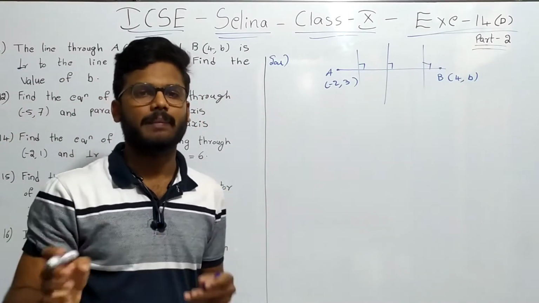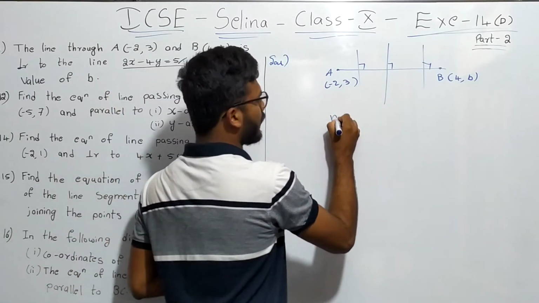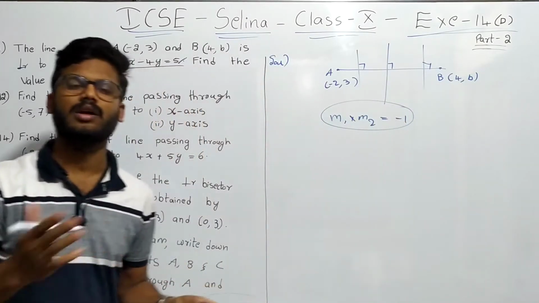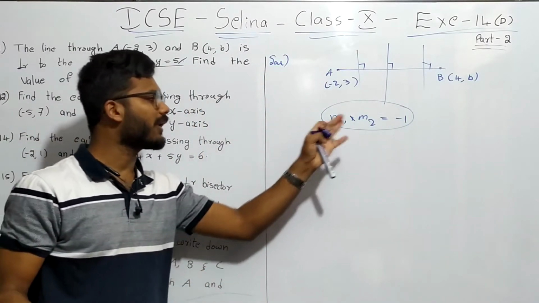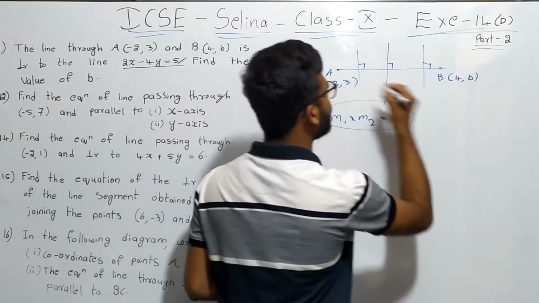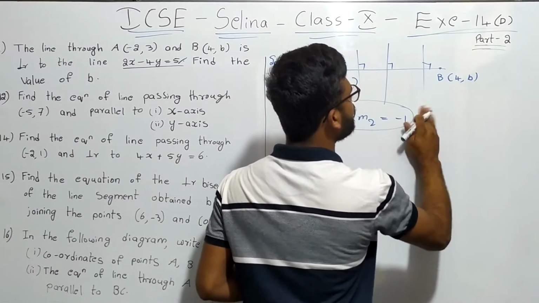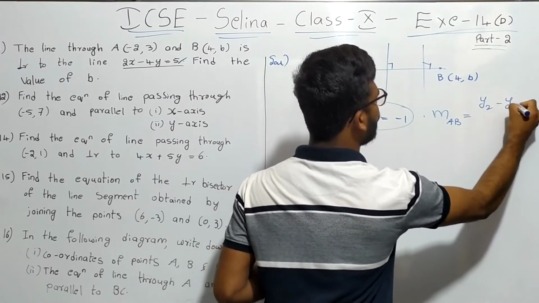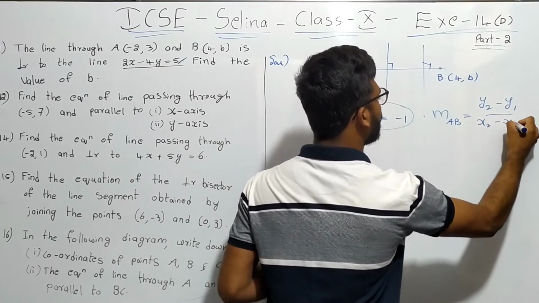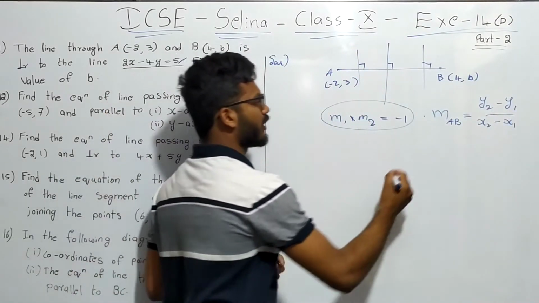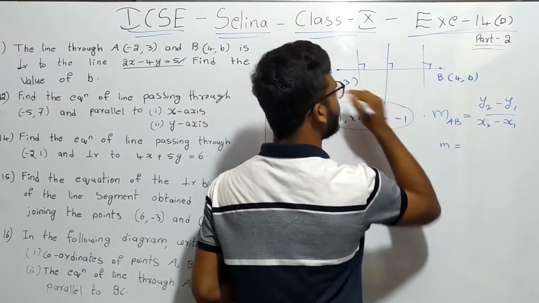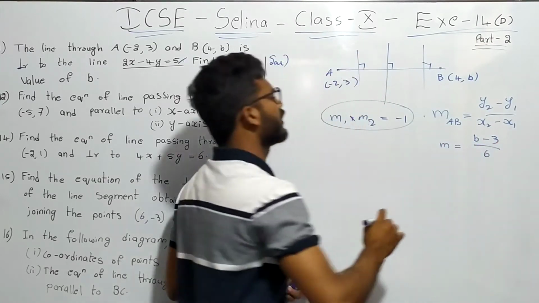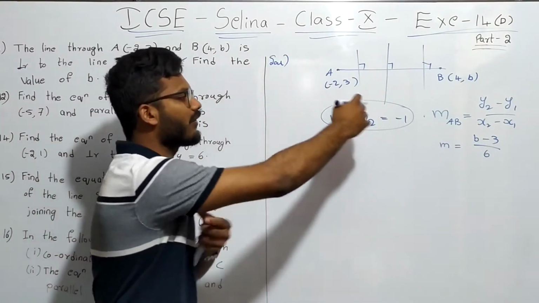Whenever two lines are perpendicular, what do we know? The product of their slopes is equal to minus 1. So first, we have to find the slopes of the two lines, and then if we multiply, we have to get minus 1. First, the slope of AB. We have 2 points, so we use the formula for the slope, (y2 minus y1) by (x2 minus x1). So the slope is (b minus 3) by (4 plus 2), which is 6. (b minus 3) by 6 is the slope of AB.